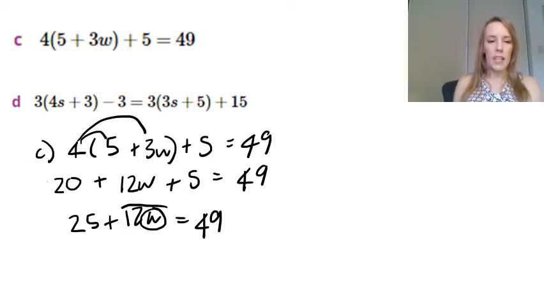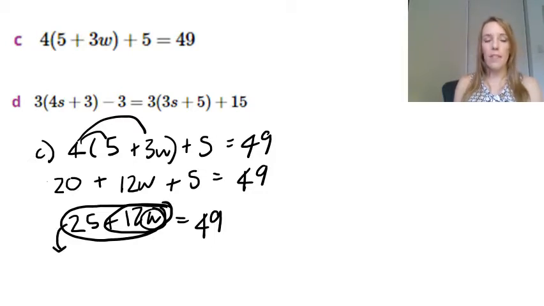So w has been multiplied by 12 and it's had 25 added. Remember, we know the 25 was added because it's a positive number. If it was a negative number, it'd have a negative at the front. So the opposite of adding 25 is taking 25. So now we've got 12w equals, what's that going to give me? 24.